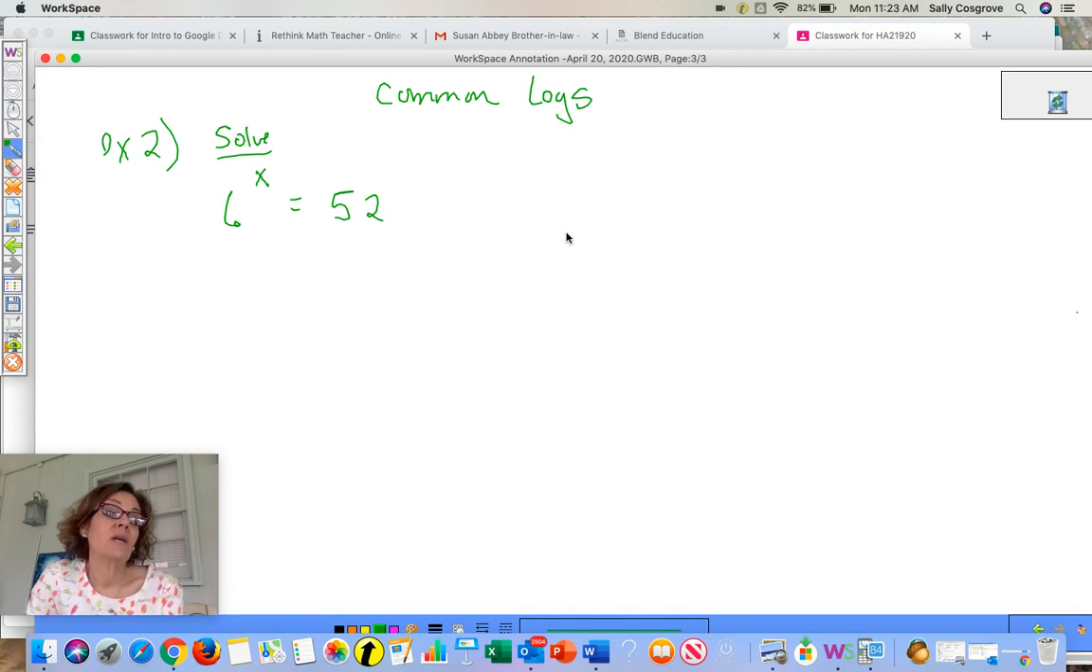Can we rewrite in log form and say log base 6 of 52 equals x? No, we can't, because we don't know what log base 6 of 52 is. So that doesn't help us. So what can we do? Well, we can use the log property of equality and just take the log of both sides.